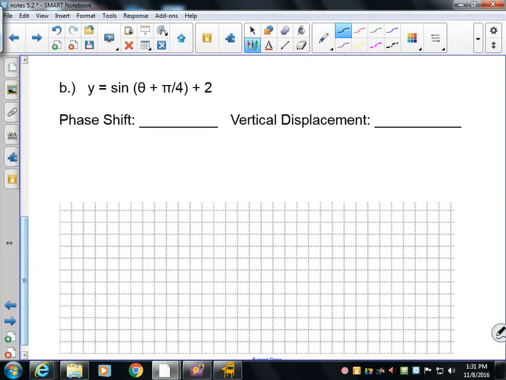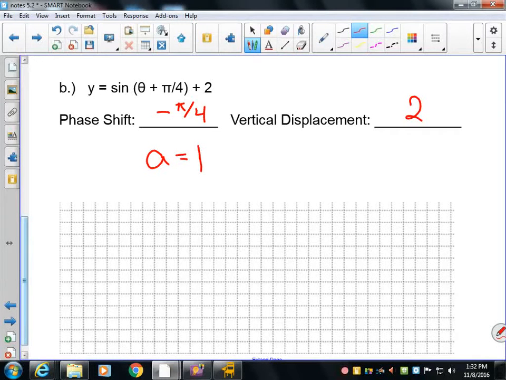Okay, let's take a look at this next one. Okay, what's the phase shift on this thing? Pi quarters. Negative pi quarters, because when we take it out of the brackets. Now, vertical displacement, 2. So we're starting 2 higher than the original sine. So if sine starts at 0, we're going to start at 2, and then go up 1, down 1, down 1. So we're going to go 2, 3, 2, 1, 2, 3, 2, 1, instead of 1, 0, negative 1, 0, 1.